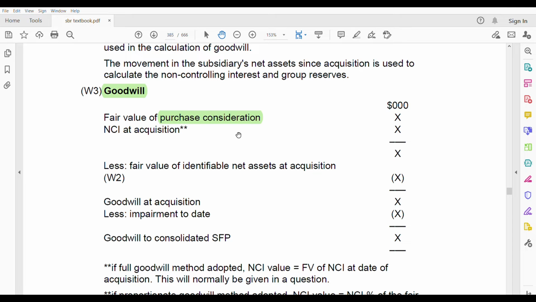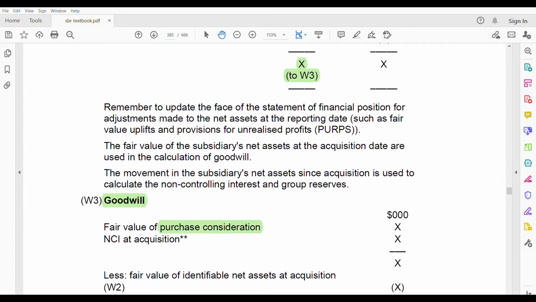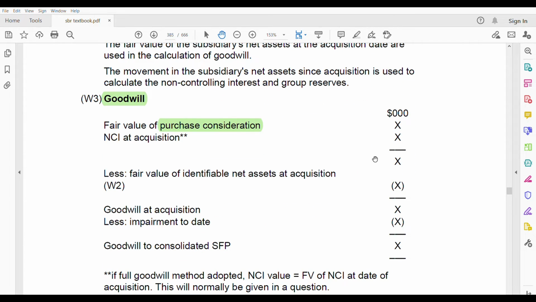So that fair value, you need to add NCI at acquisition. This NCI you need to calculate if the fair value is not given. Then add both, and deduct the fair value of identifiable net assets at acquisition only. Net assets at acquisition you have to take and deduct here. This is this net asset only, the one from working 3, not the one at the reporting date, at acquisition date only. Everything has to be at the date of acquisition: purchase consideration, NCI, net assets.